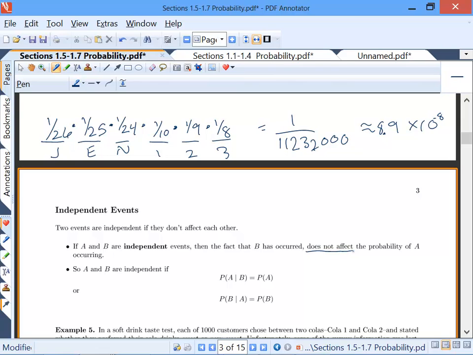And how do we write that in symbols? That means that if they're independent, then the probability of A given B is just equal to the probability of A. So basically they're saying the probability of A doesn't change whether or not B happens. So it doesn't matter if you know that B happened, the probability of A doesn't change if they are independent.